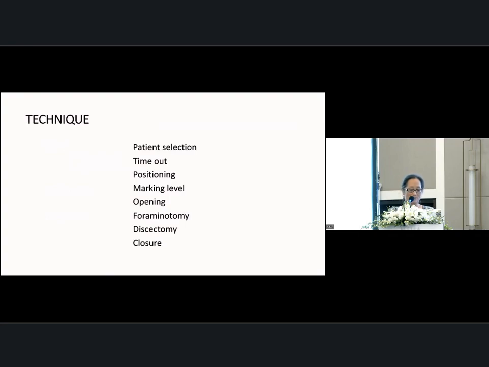So again, my usual technique in how I approach surgery is you select the right patient. When we're at surgery, we do a timeout. Very important because we need to make sure we do the correct level and the correct side. Positioning, marking the level, opening, foraminotomy, discectomy, and closure.